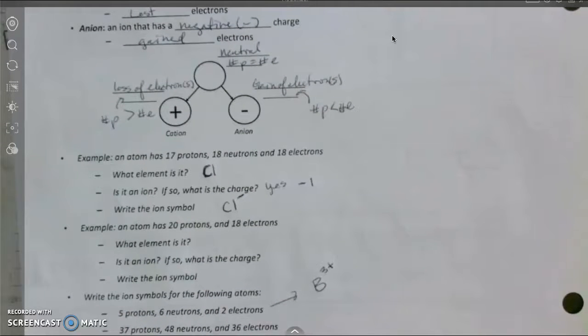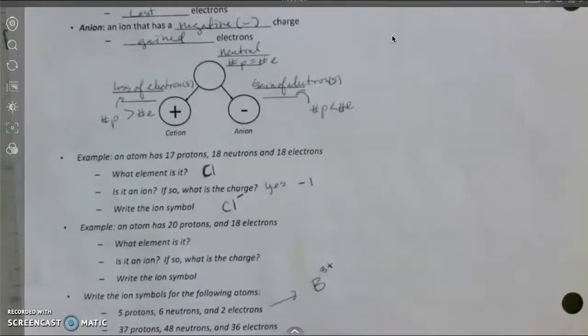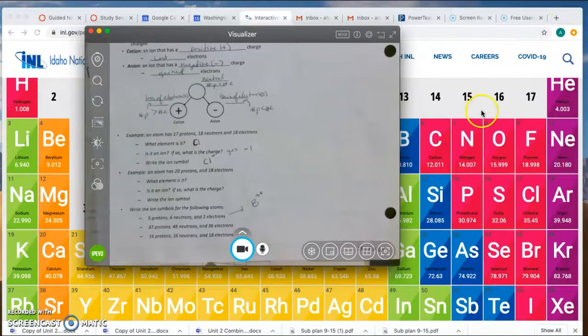So with this in mind, let's do this example. You'll try these two on your own. So we have 20 protons and 18 electrons. 20 protons, that is calcium right there.